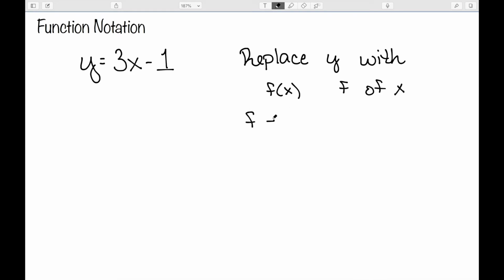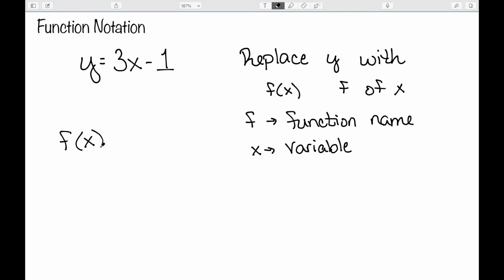The idea being f is the function name, so this could change. It could be g of x, h of x, something like that. And x is the variable. This could also change. If I want to use a variable of t or s or something like that, I might call this something differently. So we would write f of x equal to 3x minus 1. But it's the exact same thing as writing y equal to 3x minus 1. It's just a little bit different notation.